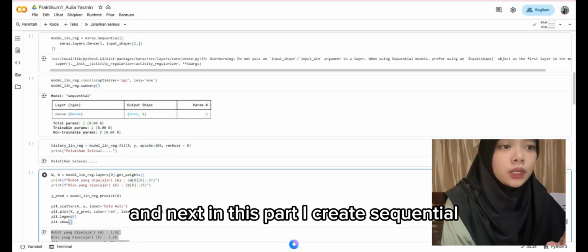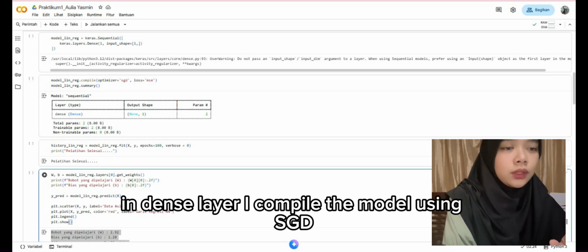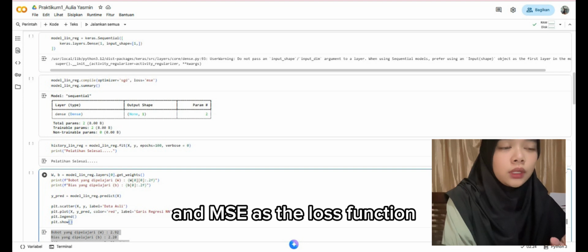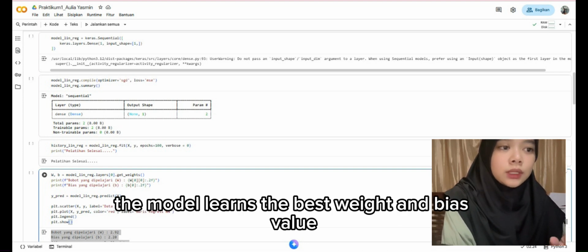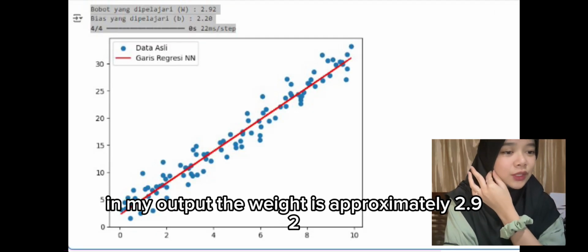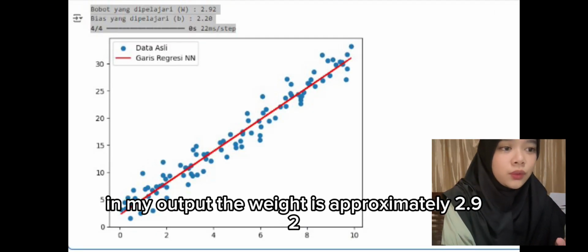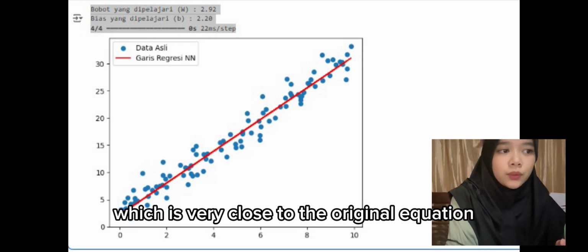Next, in this part, I create a sequential neural network with only one neuron in the dense layer. I compile the model using SGD and MSE as the loss function. Then I train the model for 100 epochs. After training, the model learns the best weight and bias values. In my output, the weight is approximately 2.92 and the bias is 2.20, which is very close to the original equation.